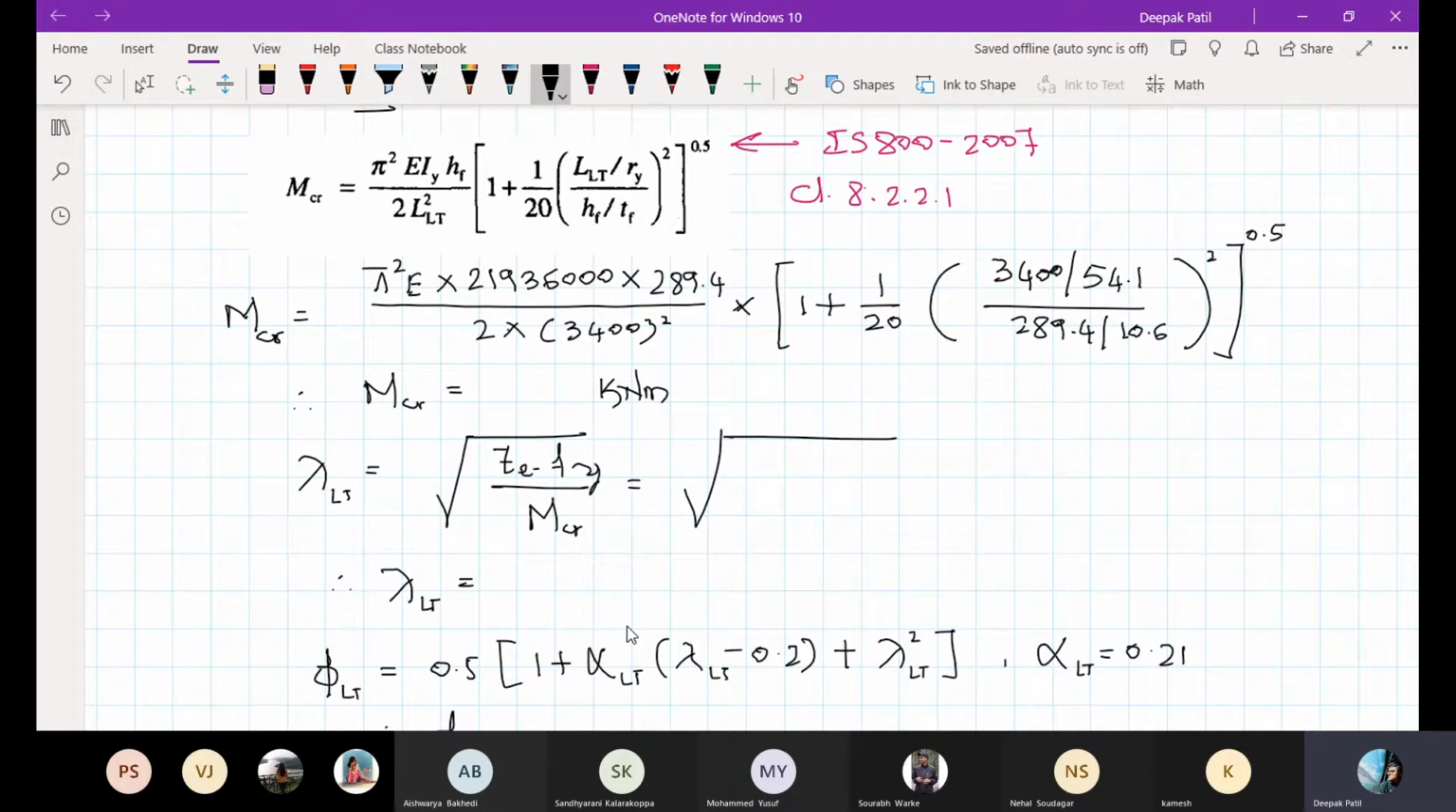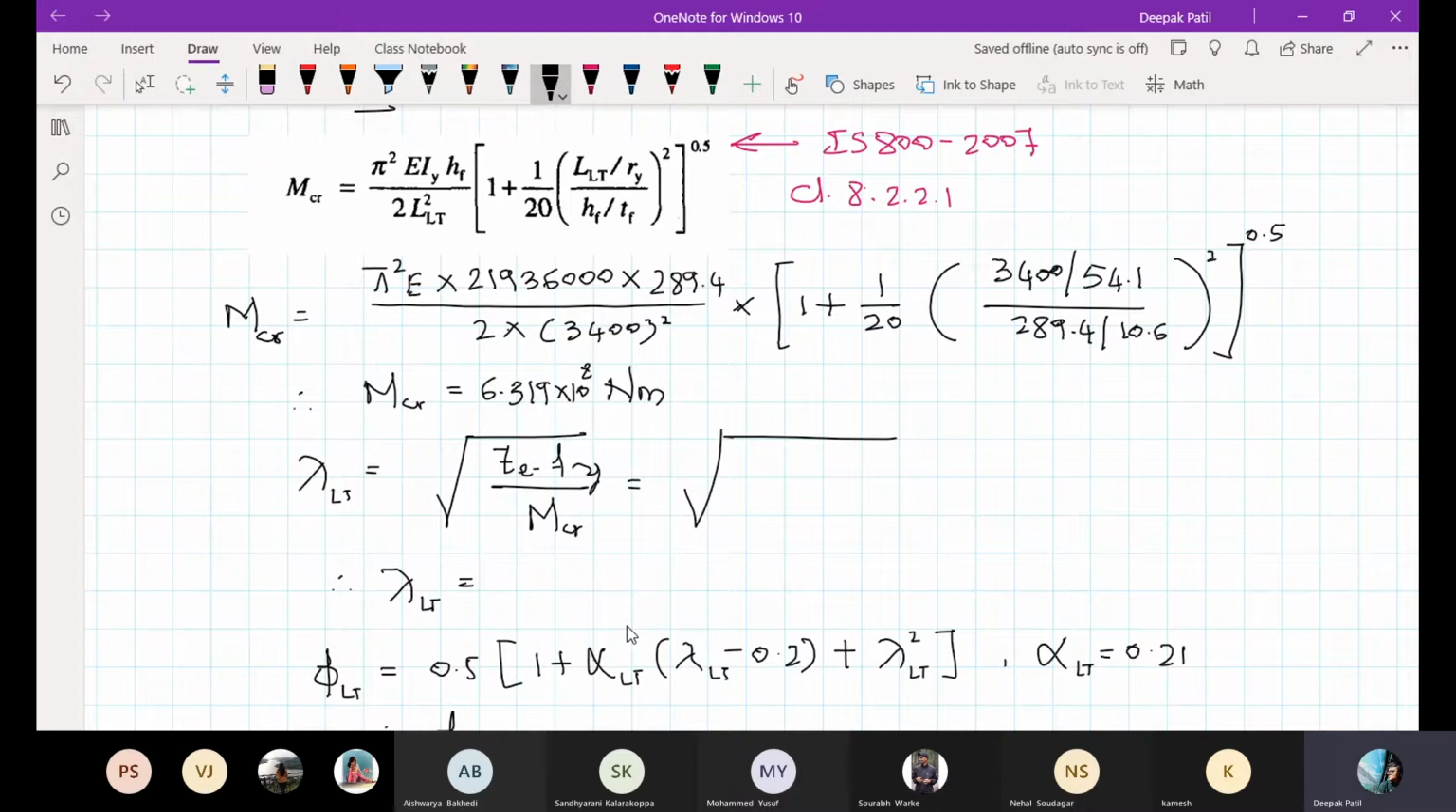Once you solve this, you will get the elastic critical moment as 6.319 into 10 raised to 8 Newton meter.